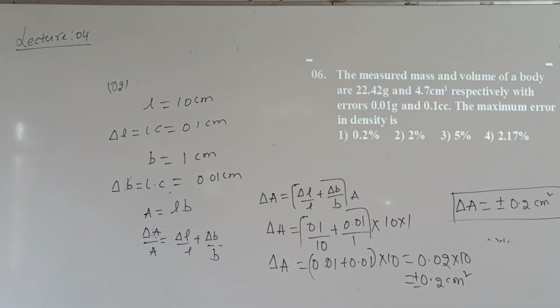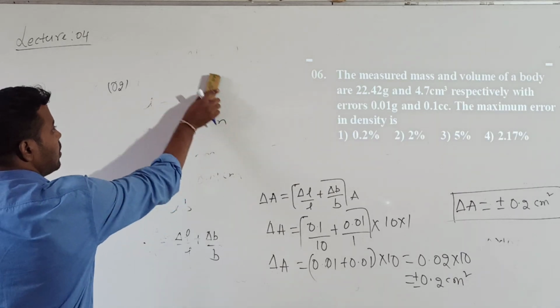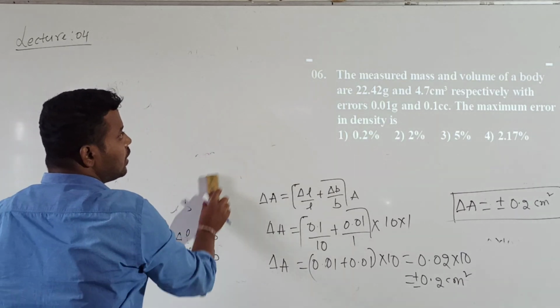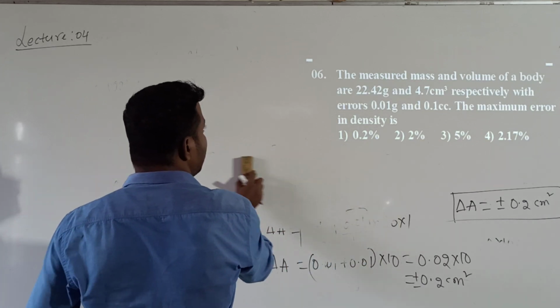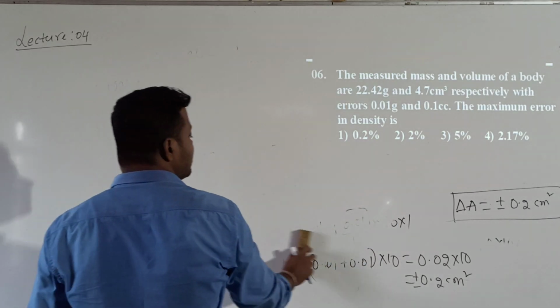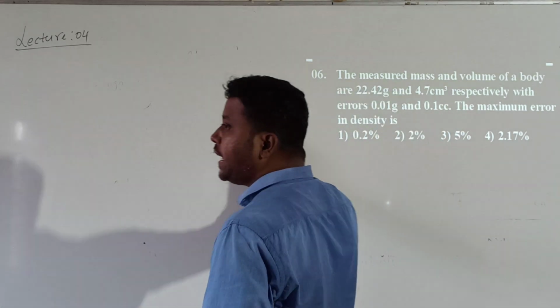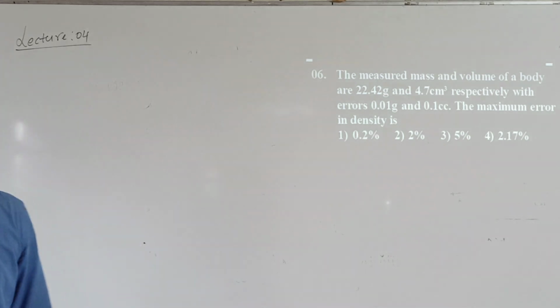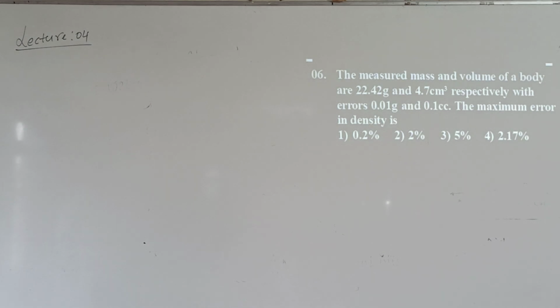Next, question number 6. In this question, the measurement of mass and volume of a body are given, and errors also are given. They are asking the maximum error in density. These are questions based on combination of errors. In this combination of errors, this question is based on the division rule.